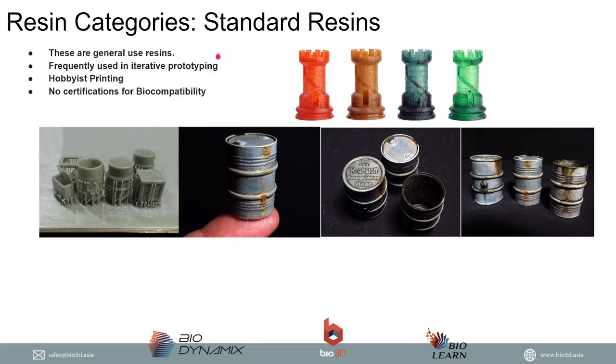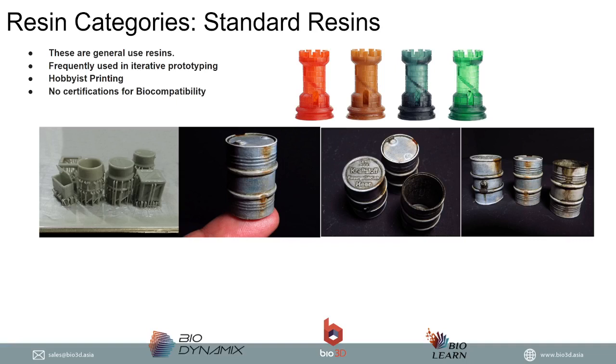Another frequently used application, as I mentioned, is iterative prototyping. If you're going through a lot of different designs that you have to show and test, whether the part is functional or usable, is the right size, has the right dimensions, has the right design form, this is what you would use. You would use standard resins because they are by far the cheaper resins as compared to any other resins, as there's no specificity to them.